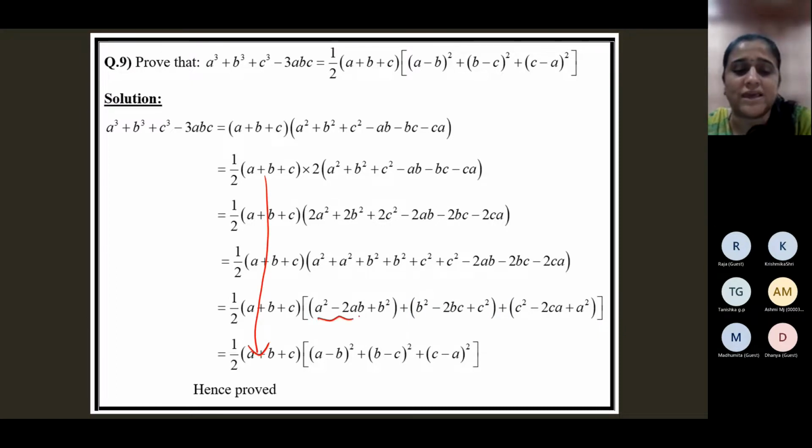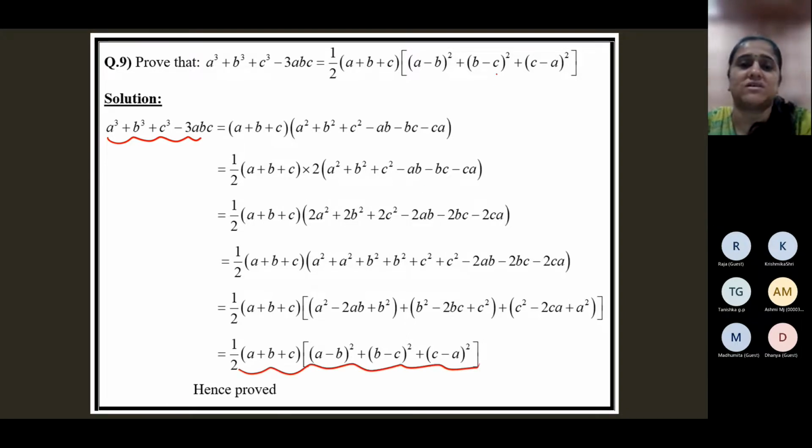Now this one is nothing but a minus b the whole square. And this is nothing but b minus c the whole square. This is nothing but c minus a the whole square. Hence proved. You can see that we took up the left hand side and we worked, and we got something which is just the RHS here. Hence proved. Please take down, children.